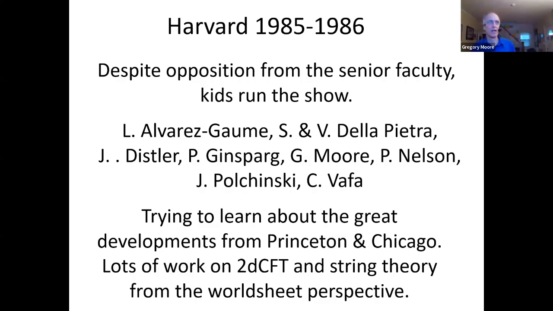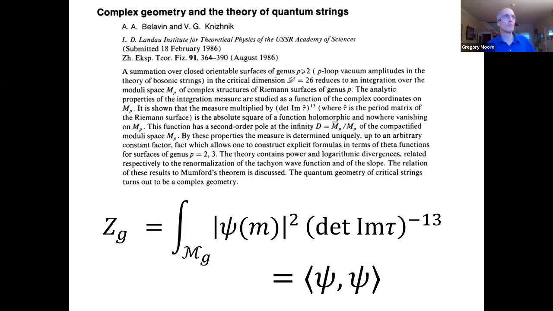So in that context, it was a real important development when Belavin and Knizhnik wrote their paper observing that the integrand of the bosonic string, the 26-dimensional bosonic string, is holomorphically factorized. So little m in this formula is a complex modulus on the moduli space of Riemann surfaces of genus g. So we could think of the bosonic string partition function as some kind of inner product on a section of actually a trivial line bundle on the moduli space of curves.